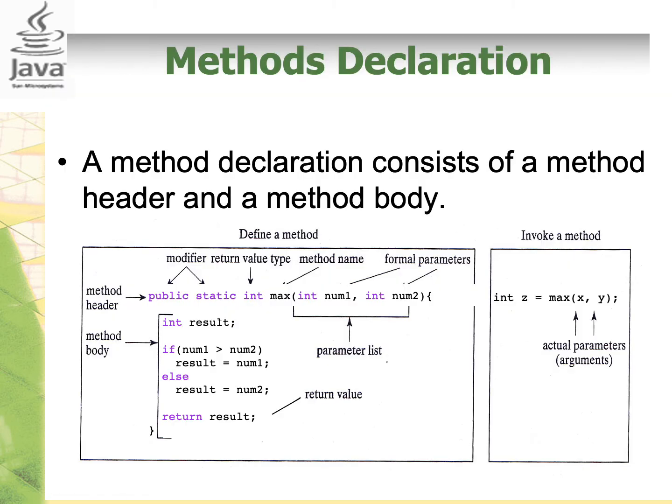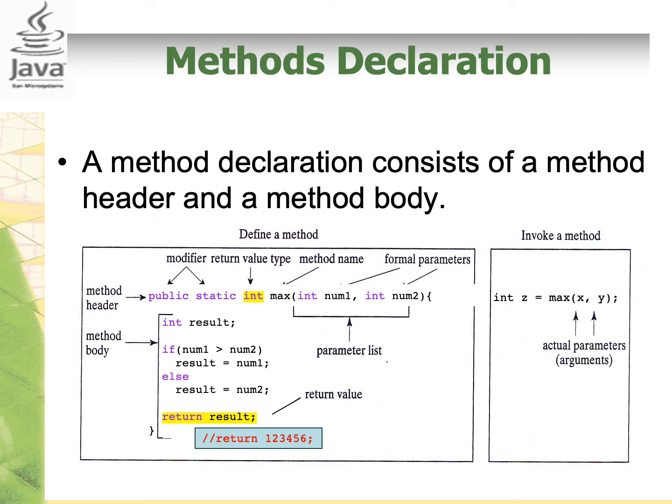Here we have a class with a method called max. Let's look at the method's header first. The method's modifier is public and it has the return type int. It also has two arguments or parameters, which are of type int as well. In the method's body, we have a variable called result of type int. It then has if-else statements.